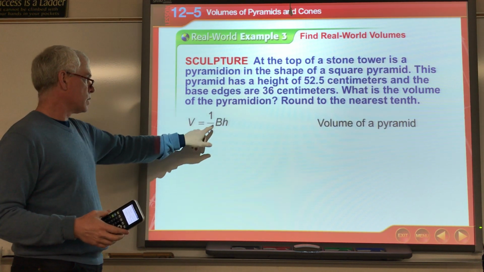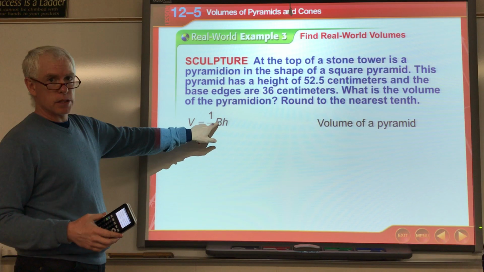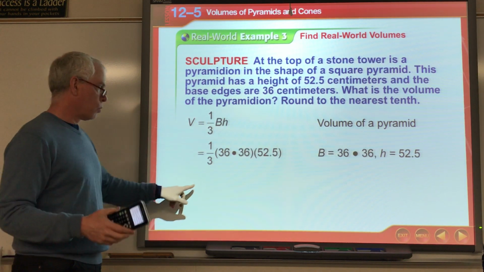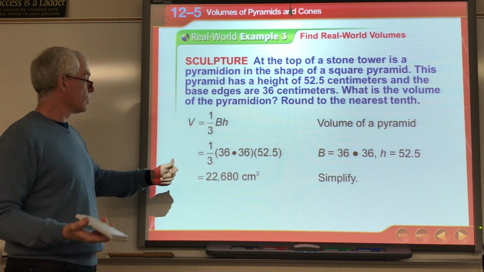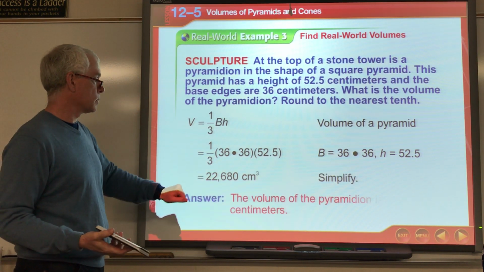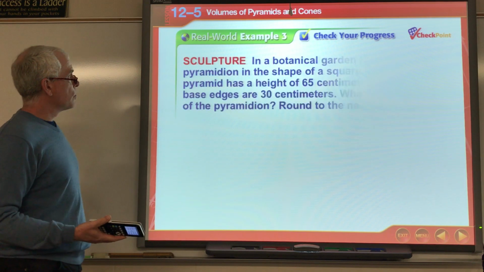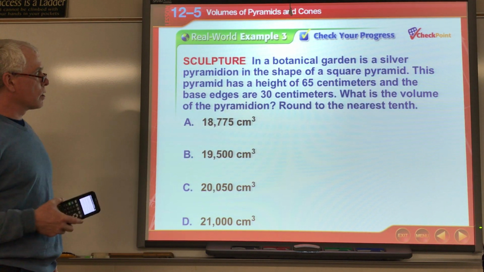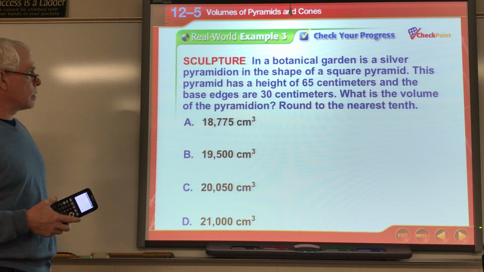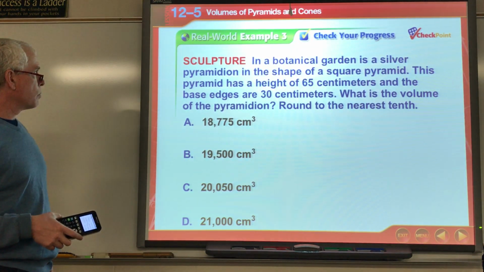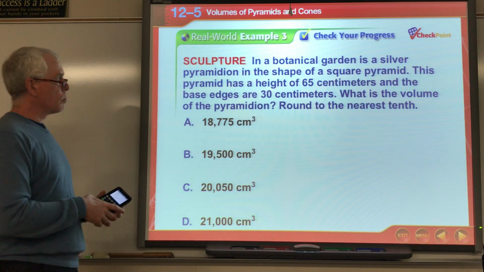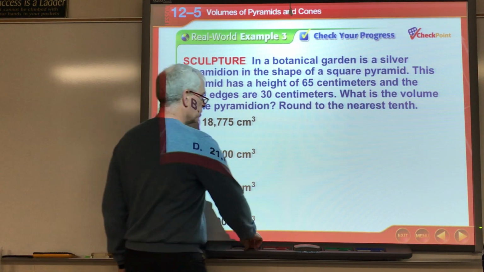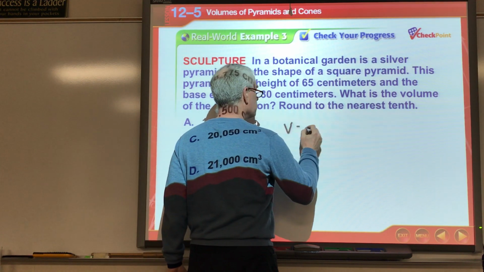Okay, so our formula is still the same. The area of the base is going to be 36 squared, and our height is going to be 52.5. Work it out, 22,680 square centimeters. Okay, one for you to try. In a botanical garden is a silver pyramidion in the shape of a square pyramid again. Okay, the square pyramid has a height of 65 and the base edges are 30. What is the volume?